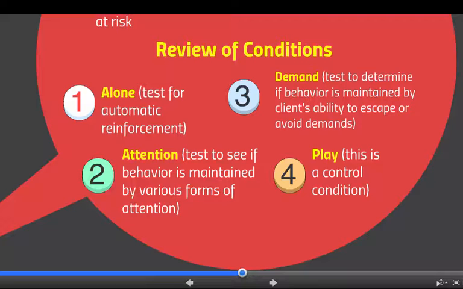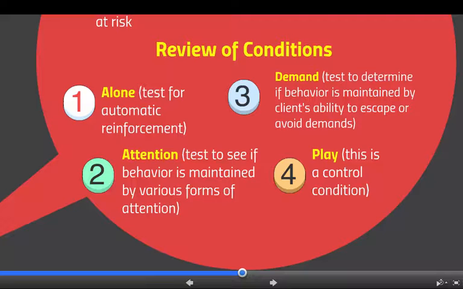The third condition is what's referred to as the demand condition. Under these circumstances, a demand is deliberately removed following a problem behavior. What is the expectation? The expectation is the behavior accelerates if they're motivated by escape or avoidance. Why? Because if the person engages in a problem behavior, then somebody takes something away, something uncomfortable, something aversive. So this would be socially mediated negative reinforcement. I engage in a behavior, and as a result of doing that, somebody takes something away.